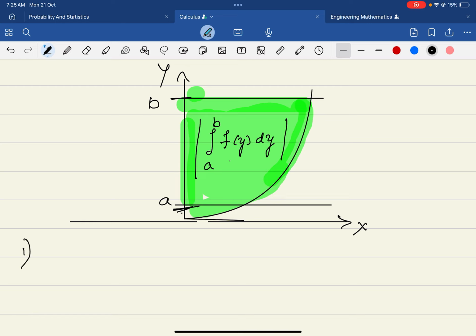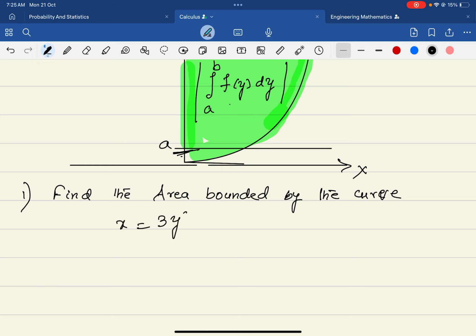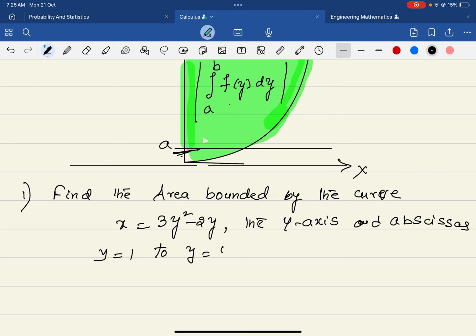Let us now solve a problem. Find the area bounded by the curve x is equal to 3y square minus 2y, the y-axis and the abscissa y is equal to 1 to y is equal to 4, let us say.